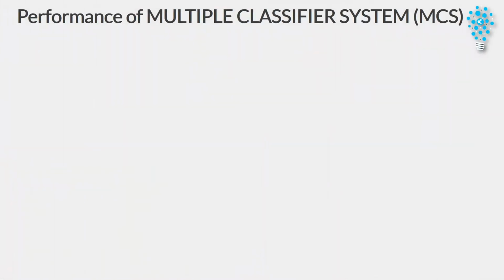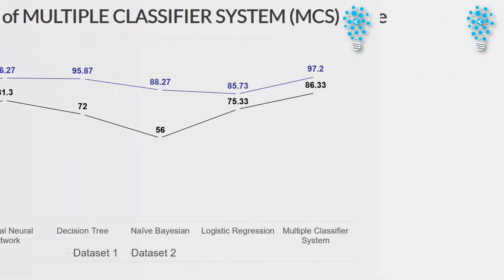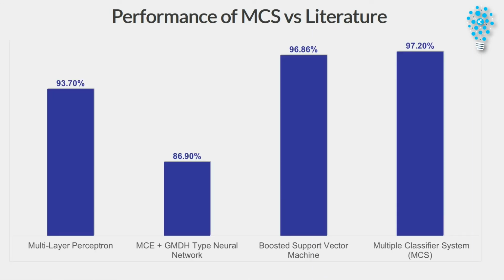Now when we see the performance of the multiple classifier system, the result of MCS in comparison with the traditional classifiers on dataset 1 and 2 show that the accuracy increases in case of MCS with both the datasets. MCS was also compared with the best proposed techniques to date. We can see that the proposed framework gave the best performance as compared to the literature.